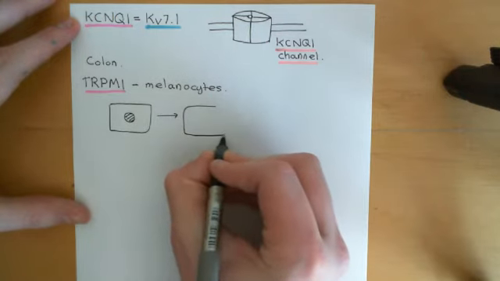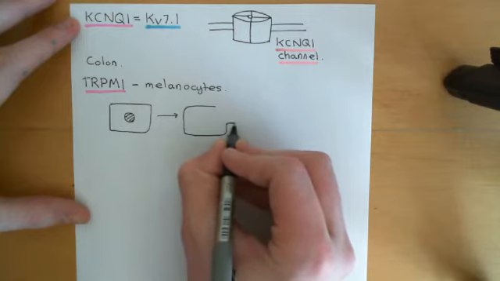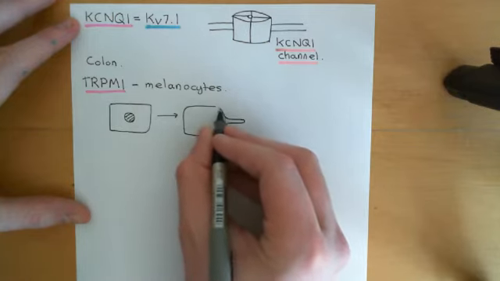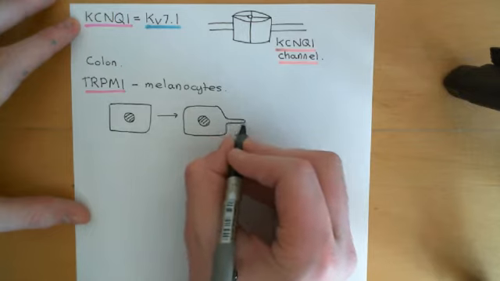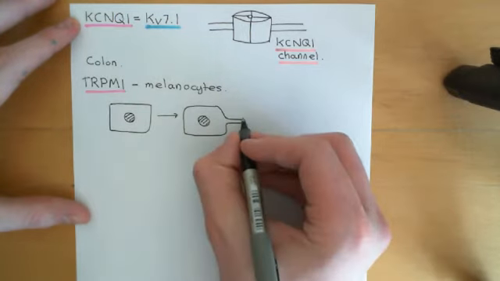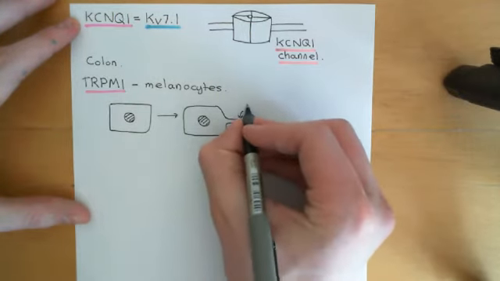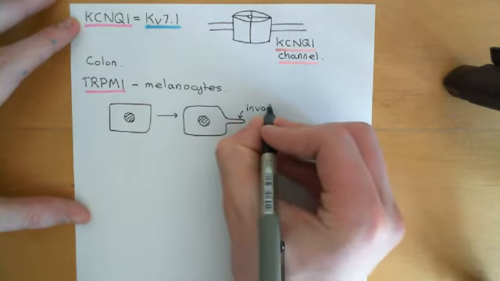Now, what's going to happen is the cell that wants to move to the right is going to make a little process on its right-hand side, like so. This little process is going to squeeze into the new space that it wants to move to, and this process is what's known as an invadopodia.